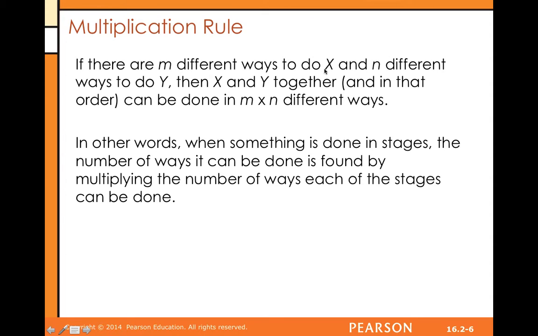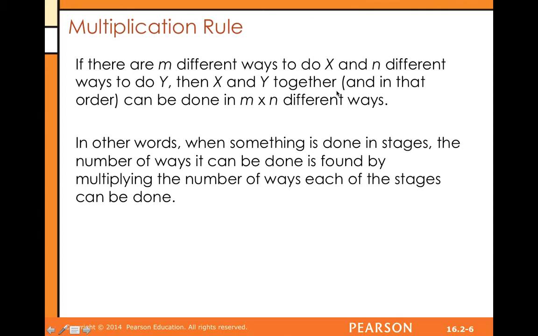So here, what you should think of is that X is like stage 1 of something and Y is stage 2. But then the number of ways you can do stage 1 followed by stage 2 is simply take the number of ways you can do stage 1 and multiply it by the number of ways you can do stage 2. Okay? In other words, when something is done in stages, the number of ways it can be done is found by multiplying the number of ways each of the stages can be done.